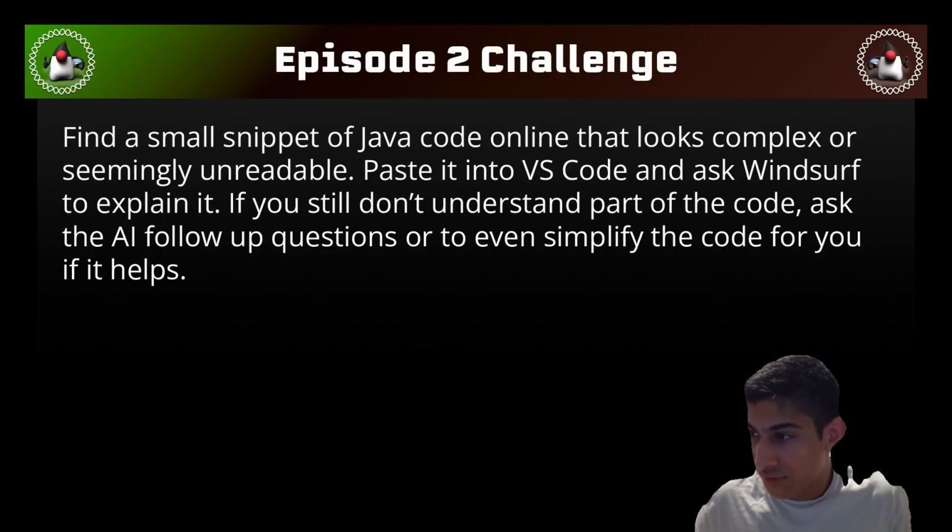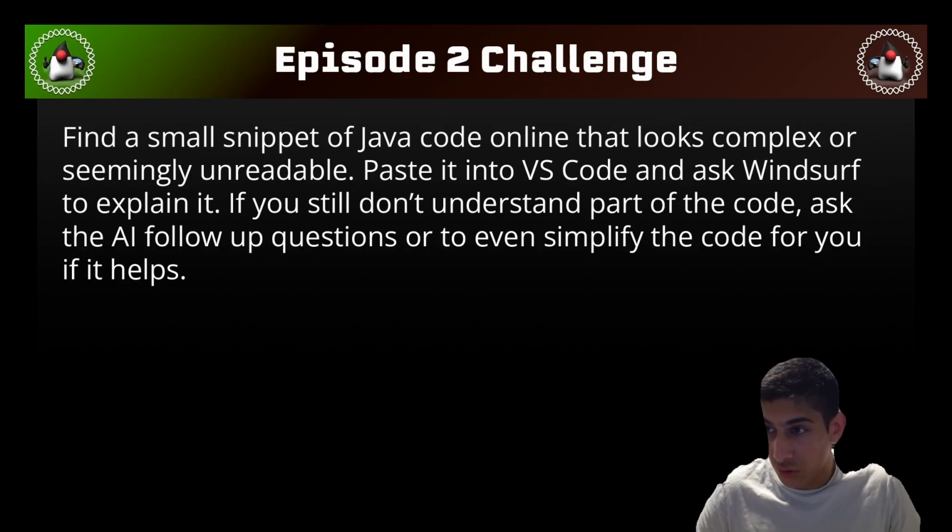So now let's cap off the second video of the series with a challenge. So this challenge actually requires you to look online for a small snippet of Java code that looks really complicated and you're not able to fully understand. So then, once you've found that piece of code, you can paste it into VS Code and ask Windsurf to explain it. And you can also ask it follow-up questions or to simplify the code for you if you want to dive deeper into part of the code.